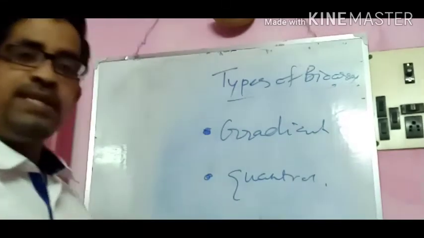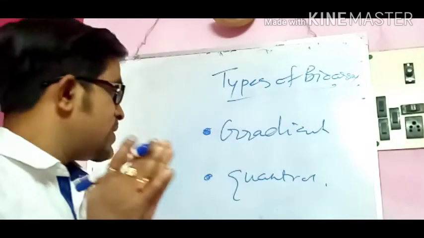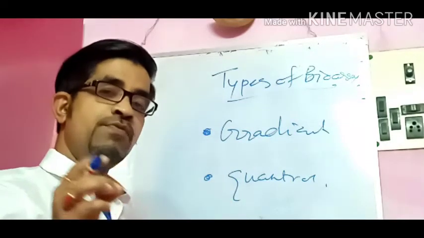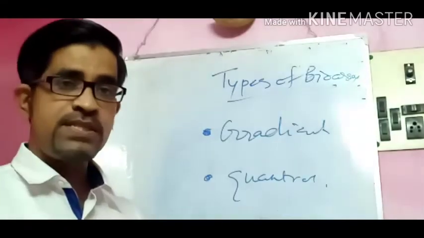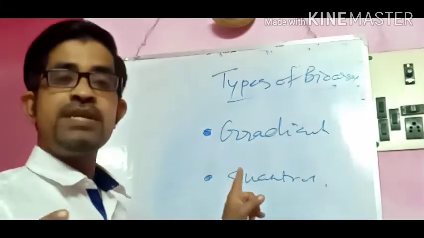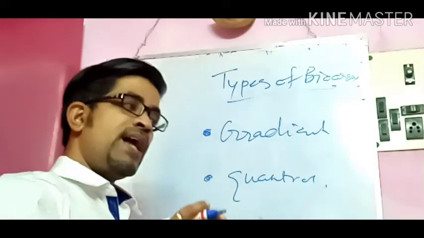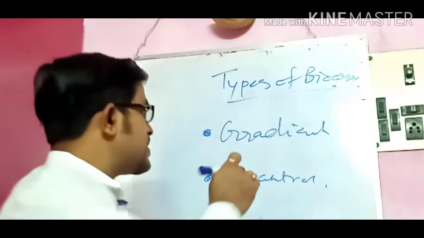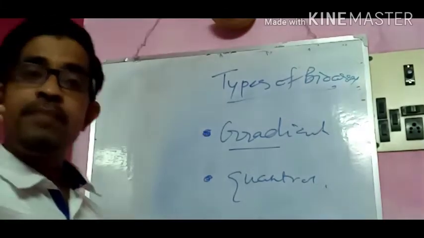Number one, it is called the gradient method. Number two, it is called the quantile method of bioassay. Please remember these two terms very minutely, because this is the basis of bioassay typing whenever you are going for classification. These two are the major classification. What is the meaning of gradient? Here the response will come in a graded manner. The name itself is telling: gradient means it will come in the graded manner.